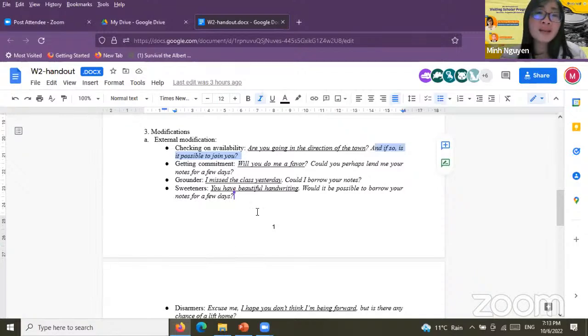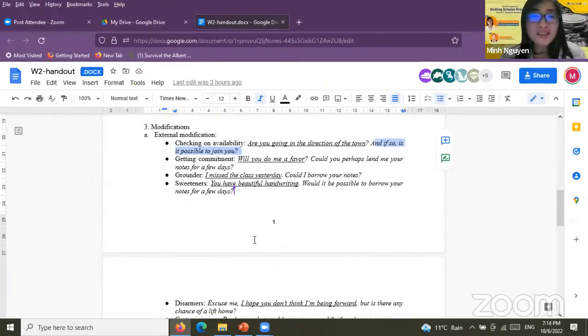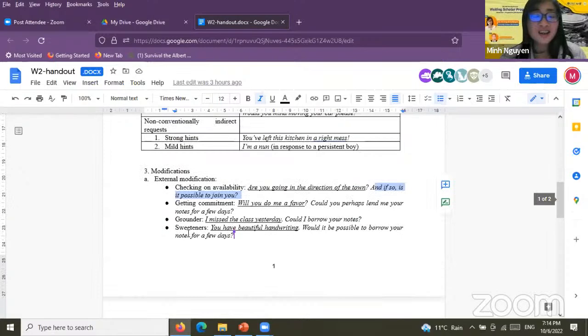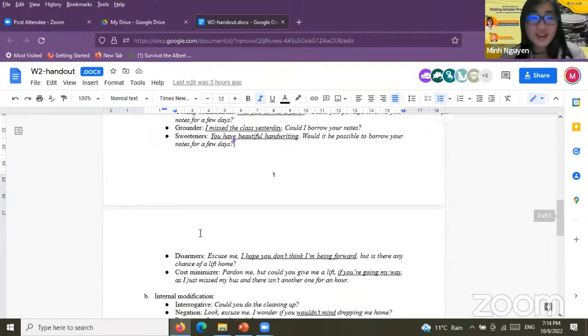Sweeteners, meaning complimenting people. You have beautiful handwriting. Would it be possible to borrow your notes for a few days? I usually get this kind of sweetener from my students. For example, when they want me to read the first draft of their assignment and give feedback, they'll say something nice before that. They'll say, oh, I enjoy your lesson today. Do you think that you could read my chapter and give me some feedback on it, right? They don't produce the request immediately, okay? This is a strategy that is very much preferred by students.